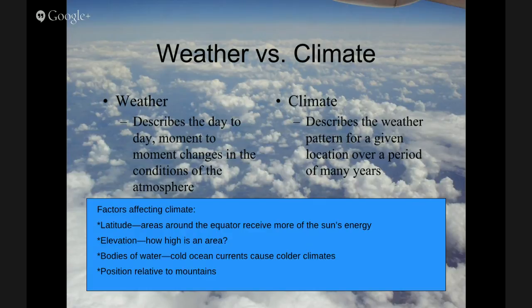And also position relative to mountains. Okay, if you live near mountains, your climate is going to be affected significantly. Okay, so weather is day-to-day, short-term changes. Climate is something that exists for a period of many, many years.